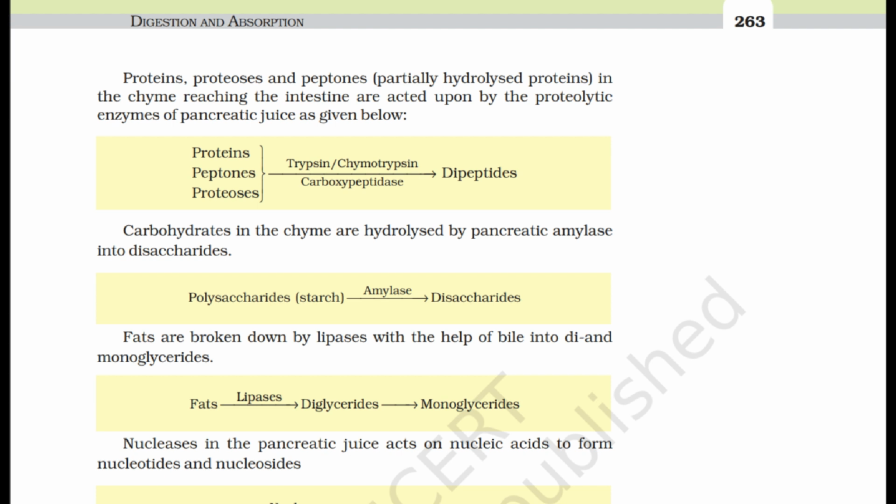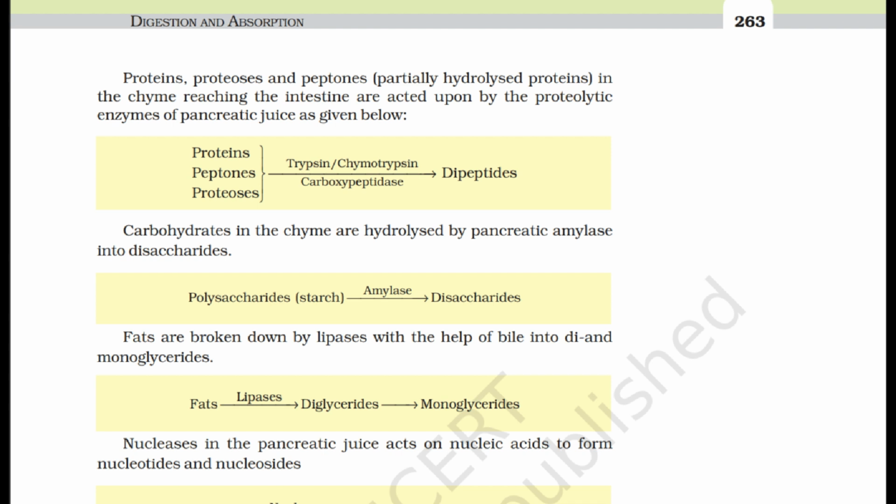Carbohydrates in the chyme are hydrolysed by pancreatic amylase into disaccharides. Polysaccharides, starch, are converted into disaccharides in the presence of amylase. Fats are broken down by lipases with the help of bile into monoglycerides. Fats are converted into diglycerides in the presence of lipases and then converted into monoglycerides.